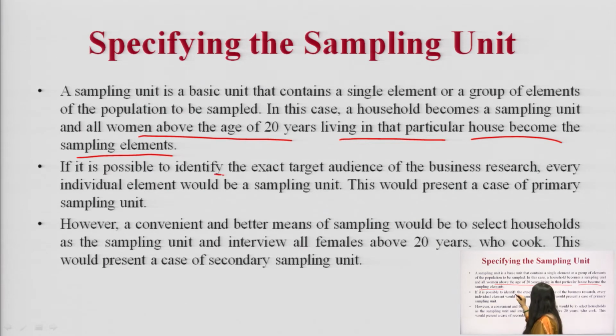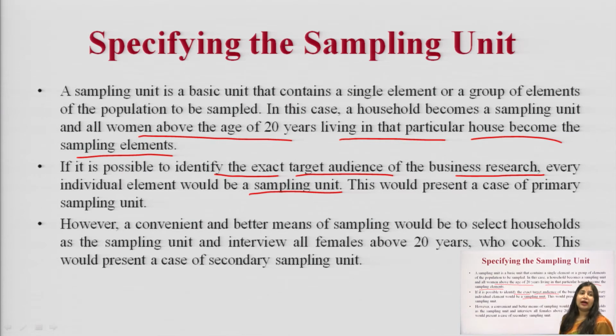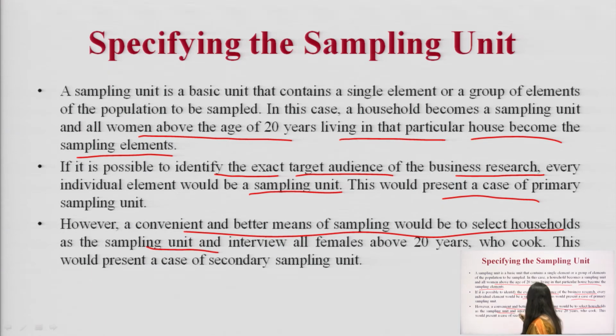And if it is possible to identify the exact target audience of the business research, then every individual element will be the sampling unit. Meaning if you are able to identify the exact target audience, then they should be your sampling unit, and this would present the case of the primary sampling unit. However, a more convenient and better means of sampling would be to select the household as a sampling unit and interview all the females above 20 years who cook, and this would present the case of the secondary sampling unit.